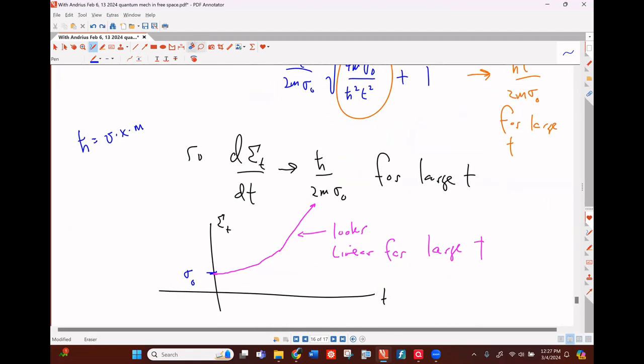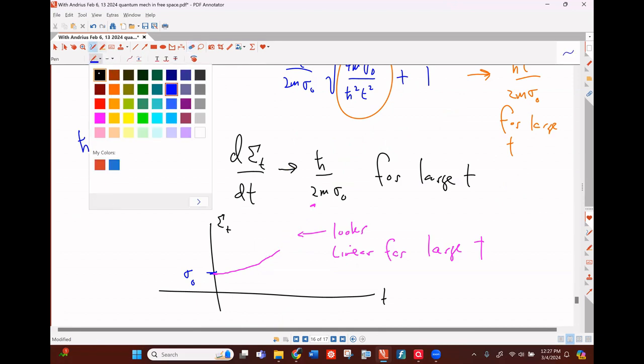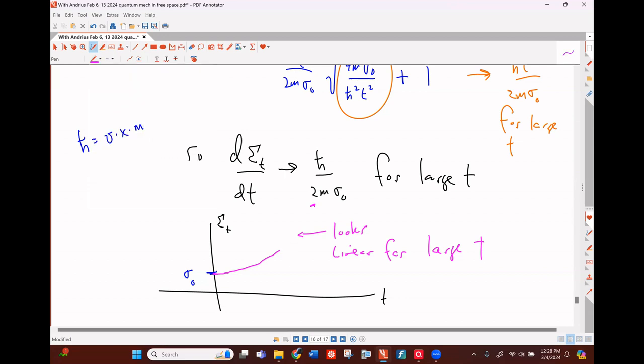So anyway, I'm not drawing this very nicely here, but I think what happens is this thing lurches upward. It starts out that the wave packet just kind of hangs there for a bit, and then it starts spreading out, and then over time it gets flatter and flatter, with slope h bar.